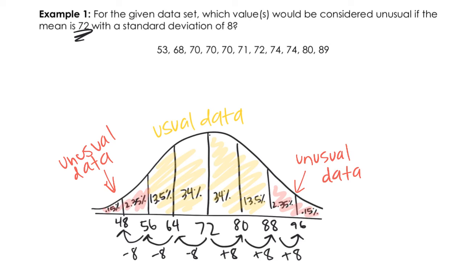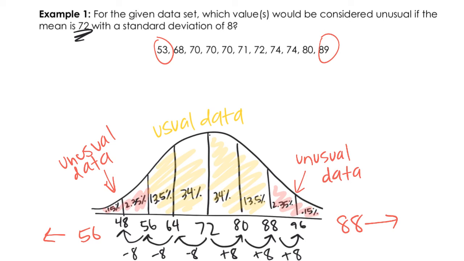Okay, so they asked us if we look at these numbers above, which ones are unusual. So that means any numbers above 88 or lower than 56 are going to be unusual. So that looks like 53 would be considered unusual. 68 falls in that usual range, so does 70, so does 71, so does 72, so does 74. 80 is good, and 89 is above that 88. So those 2 numbers would be considered unusual.